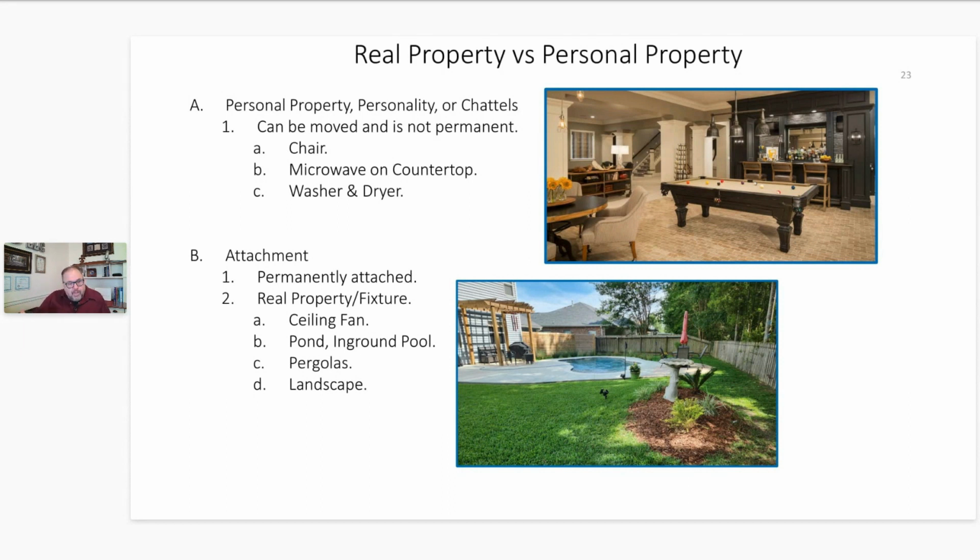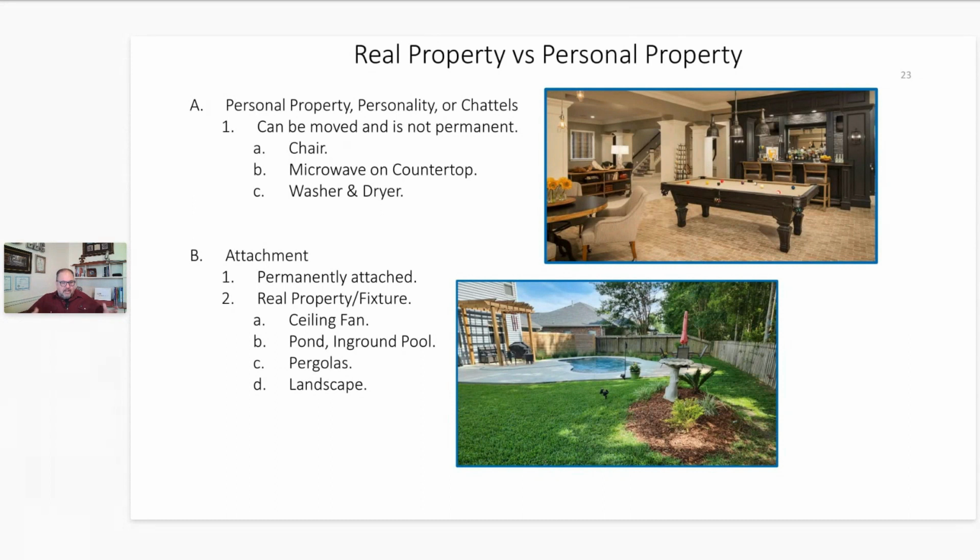Now, if I've got a ceiling fan on the floor that I'm going to install, and I take the lighting down, I've got two personal properties on the floor right now with some wires hanging. Now I'm going to take the ceiling fan and install it. When I install it, that's called attachment. When I took the lighting down, that's called severance, or to sever. But now I'm attaching the ceiling fan. I've taken personal property and I've converted it to real property. That's called a fixture. Now that it's installed, it now belongs to the property.